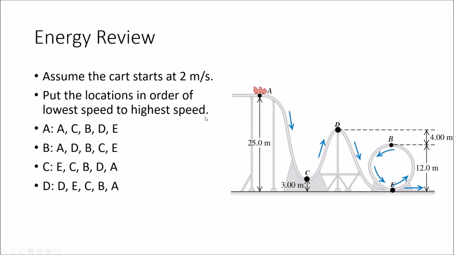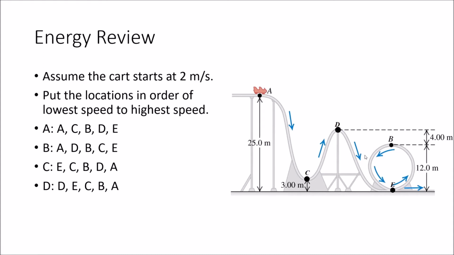You can put the locations in order of lowest speed to highest speed on this roller coaster, assuming that there's no friction. We'll assume here that there's no friction. You know that as you go down a roller coaster, you speed up, and as your roller coaster cart goes back up, you slow down. And so in energy, as you're falling down, you're giving up your gravitational potential and exchanging it for kinetic energy. So the lowest points on here should be the fastest speed, and the highest points should be the slowest speed.